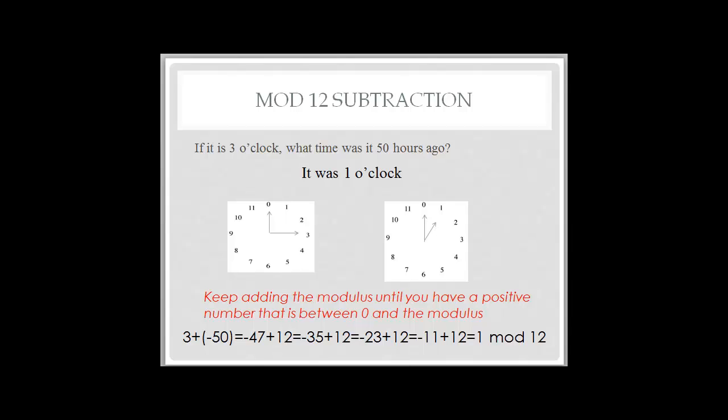So we have 3, we're going to add a negative 50, that puts us at minus 47. We're still in the negative, so we have to keep adding 12. Add another cycle, we add 12 more, that still puts us in the negative, at negative 35. We add 12 again, puts us at negative 23. We add 12 again, that puts us at negative 11, and then we add 12 again, and that puts us at 1. Now we're positive, it's between 0 and the modulus, so we stop. So if it's 3 o'clock now, that means it was 1 o'clock 50 hours ago. You see how that works? So that is mod subtraction.